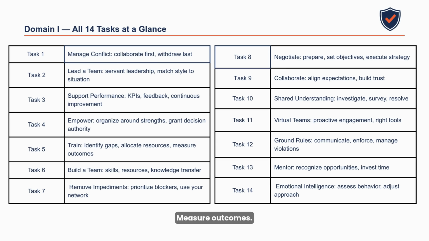Allocate resources. Measure outcomes. Task 6. Build a team. Skills, resources, knowledge transfer. Task 7. Remove impediments. Prioritize blockers. Use your network. Task 8. Negotiate. Prepare, set objectives, execute strategy. Task 9. Collaborate. Align expectations, build trust. Task 10. Shared understanding. Investigate, survey, resolve.